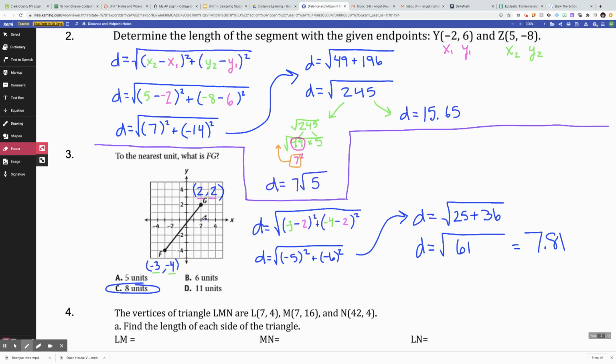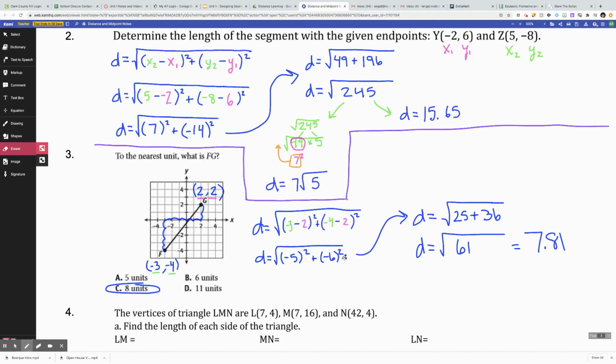Okay, so point G up here is the point (2, 2), right? 2 over, 2 up, okay? And then the point F is (-3, -4). So 3 to the left, 1, 2, 3 to the left, and 4 down, 1, 2, 3, 4. Okay, so now I'm going to take my values and plug them into the distance formula.